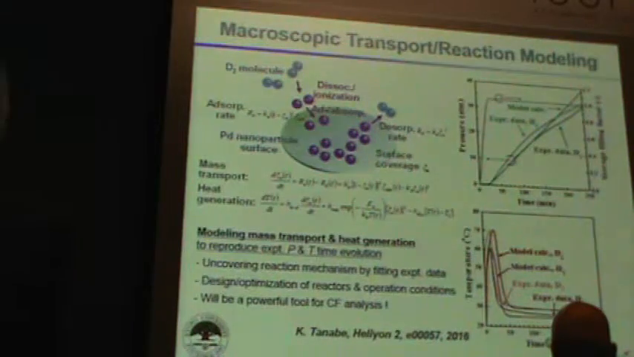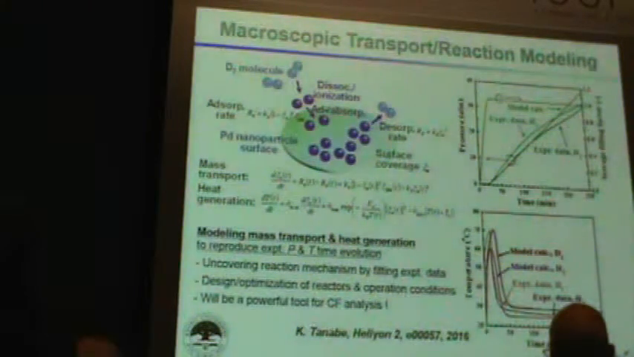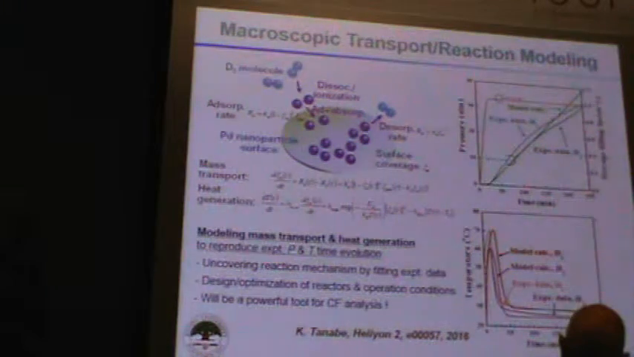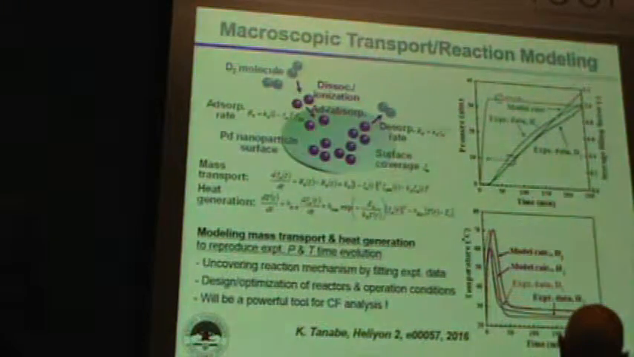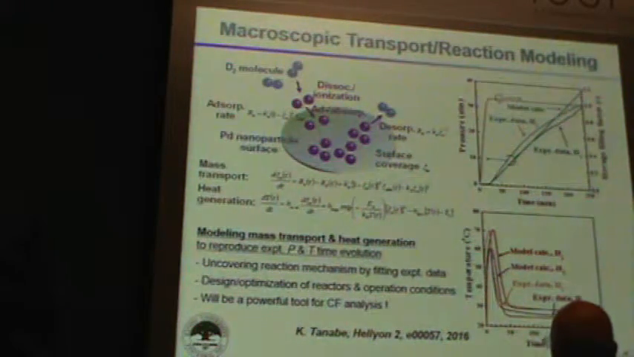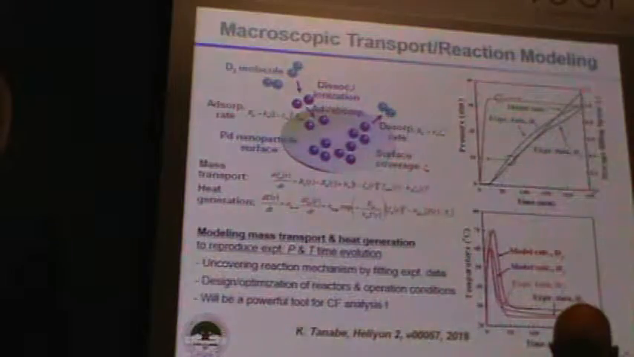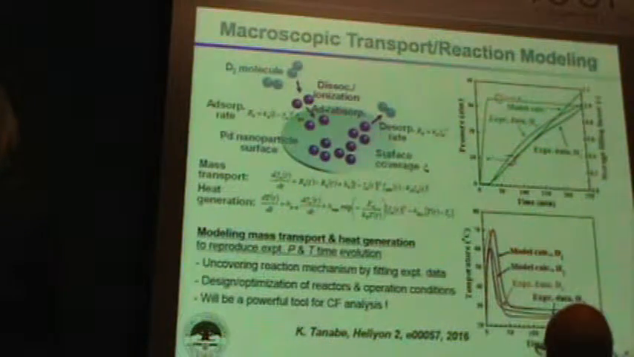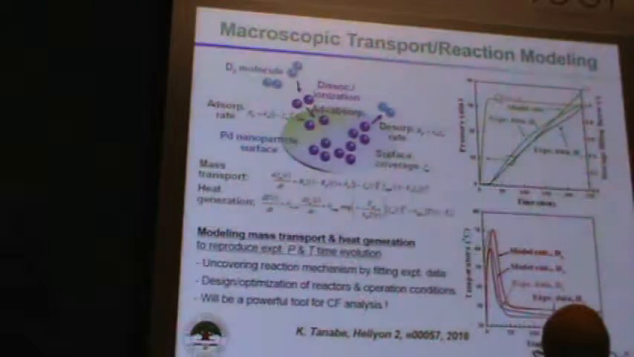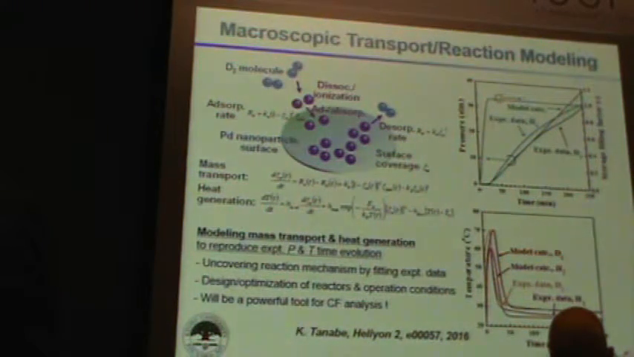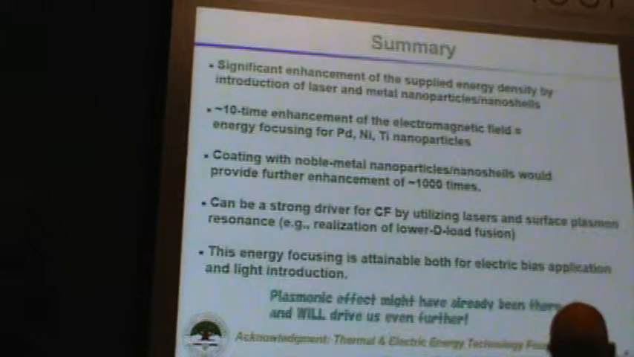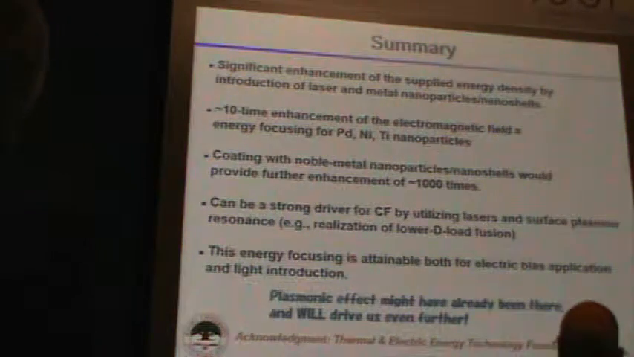And I am also making a mass transport and heat generation model to macroscopically investigate or analyze the experimental results, which will eventually be connected with the electromagnetic field model to thoroughly understand what's going on in the CF experiments. And so I hope I can show you some all-in-one type of model, as well as some experimental results in the next conference. And this is a summary of my talk, and thank you very much for your attention.